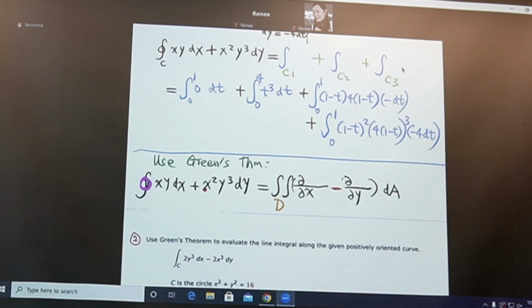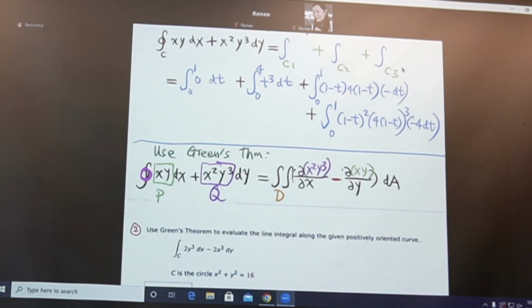So this one here, you put this function, this Q. x squared y cubed is the one. So you take this one, this is x squared y cubed, and minus the partial derivative of this. This is the P, remember, this is the P. So this is xy. Like that. So it's already much simpler.